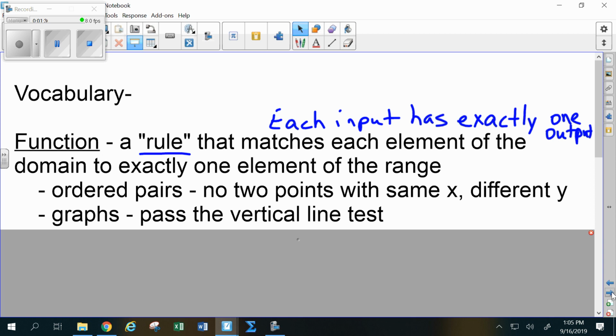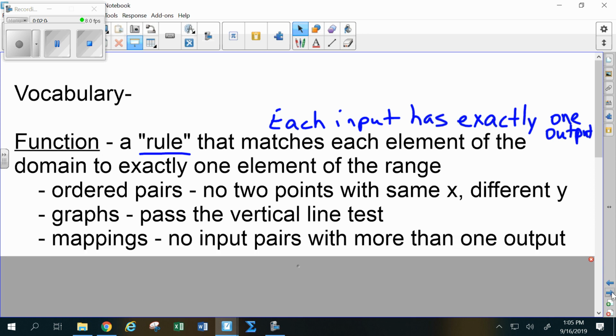Sometimes we will also have them given to us as a graph. Remember the vertical line test from past years for functions? If we have our graph, any place we want to put a vertical line, it can only cross that graph one time. If it ever crosses in two places, that means we have points above and below each other that would have the same x coordinate, but one y would be bigger than the other y, so that would not work. It would be one x with two different y's.